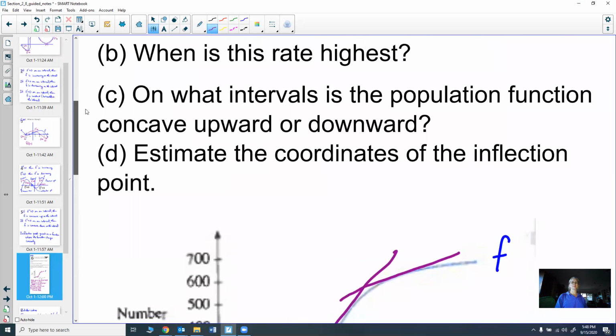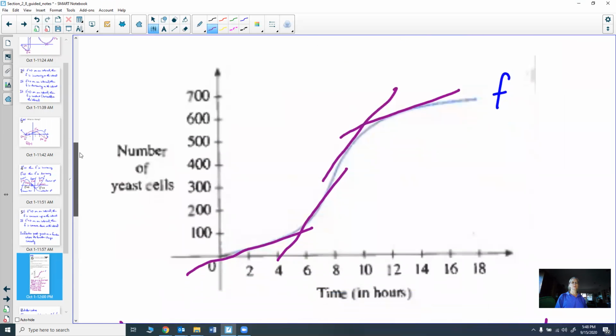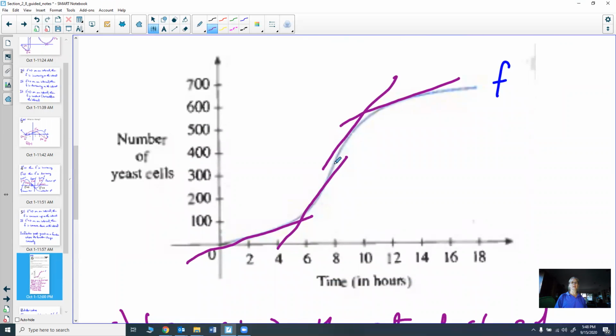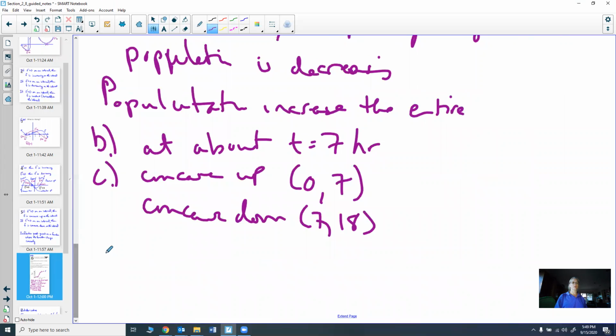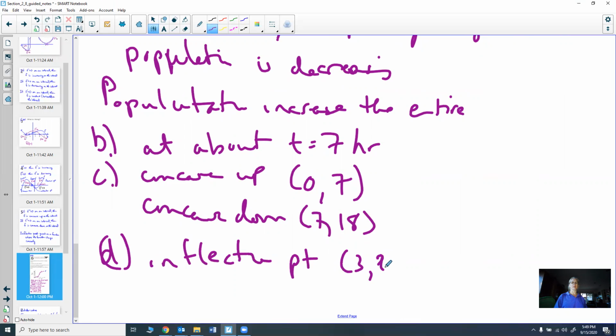Now it wants to estimate the coordinates of the inflection point. So we know that the X looks like about 7. The Y would be about 300. So it looks like the coordinates of the inflection point are 7 for the X value, and 300 looks to be the Y value.